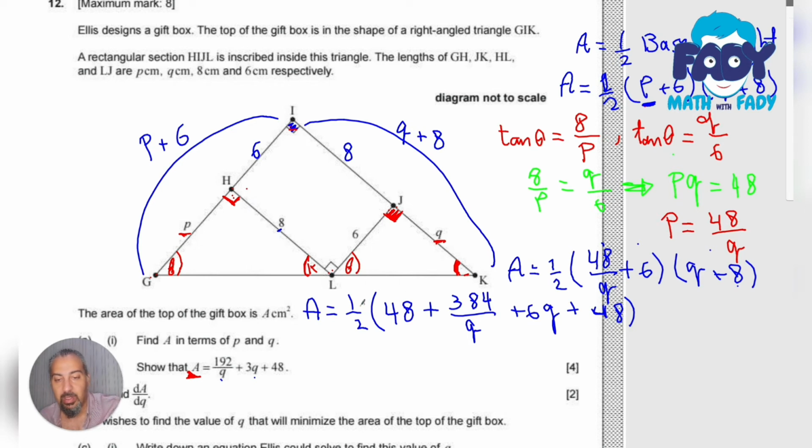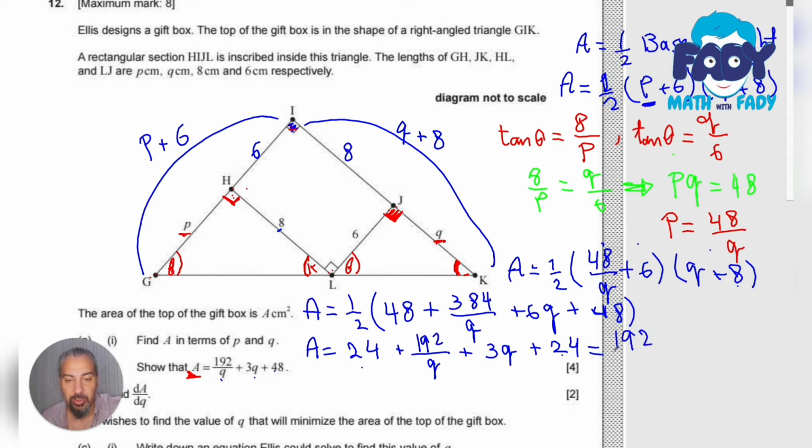Now let's distribute the half. Area equals 24 plus 192 over Q plus 3Q plus 24. 24 plus 24, so we are getting the required expression, 192 over Q plus 3Q plus 48. So this is the required expression.